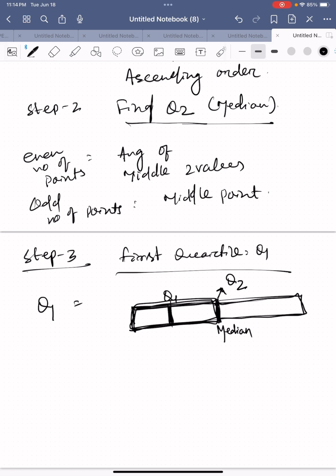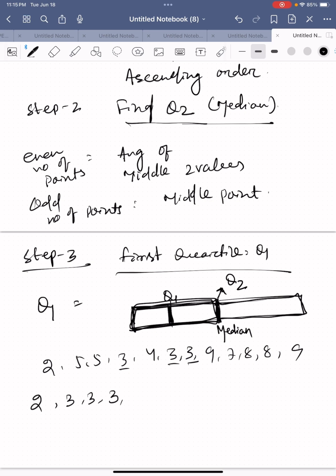So let's say you have a data set 2, 5, 5, 3, 4, 3, 3, 9, 7, 8, 8, 9. Now first we have to arrange this data set in ascending order. So there goes 2, then we have three 3s, so 3, 3, 3, then we have a 4, we have two 5s, and then we have one 7, we have two 8s, and two 9s. So we have 12 data points here, and these two are our middle data points. The average of these points is 5. So this is our Q2.